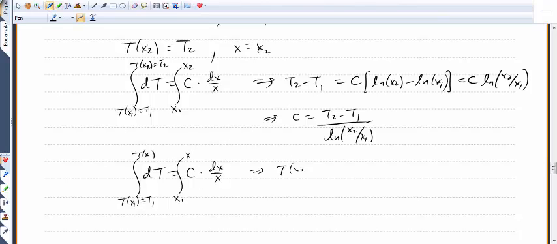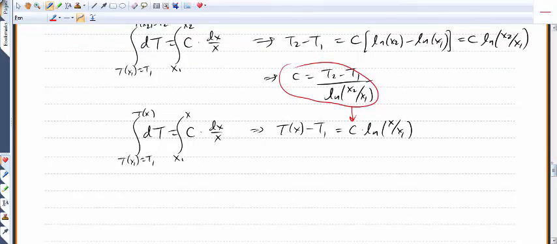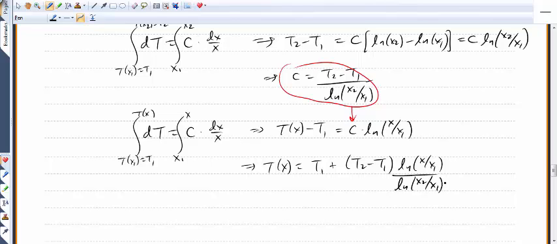So if we do this, we get T evaluated at x minus T1 is equal to c times the natural log of x divided by x1. But we already know what c is. We've already solved for that. So we can plug that in. And in doing so, we can then finish our problem and get the exact solution. T evaluated at x is T1 plus (T2 minus T1) times the natural log of x divided by x1 over the natural log of x2 over x1.